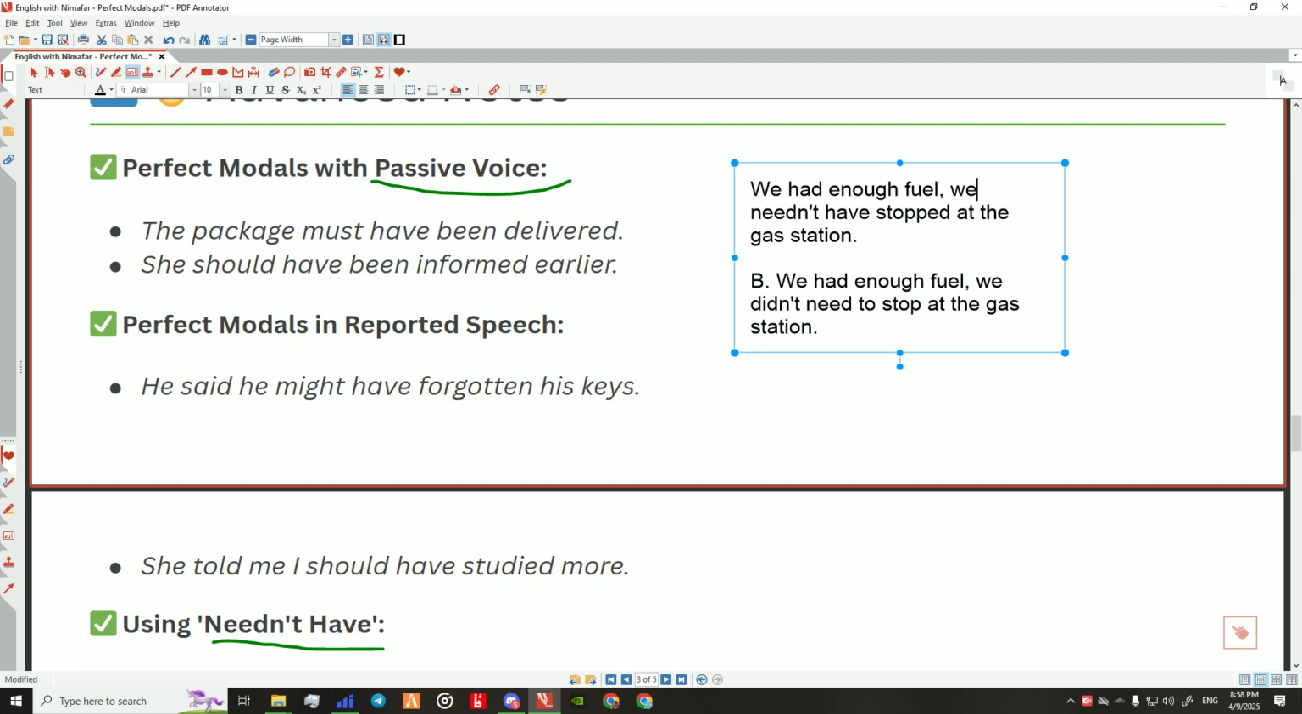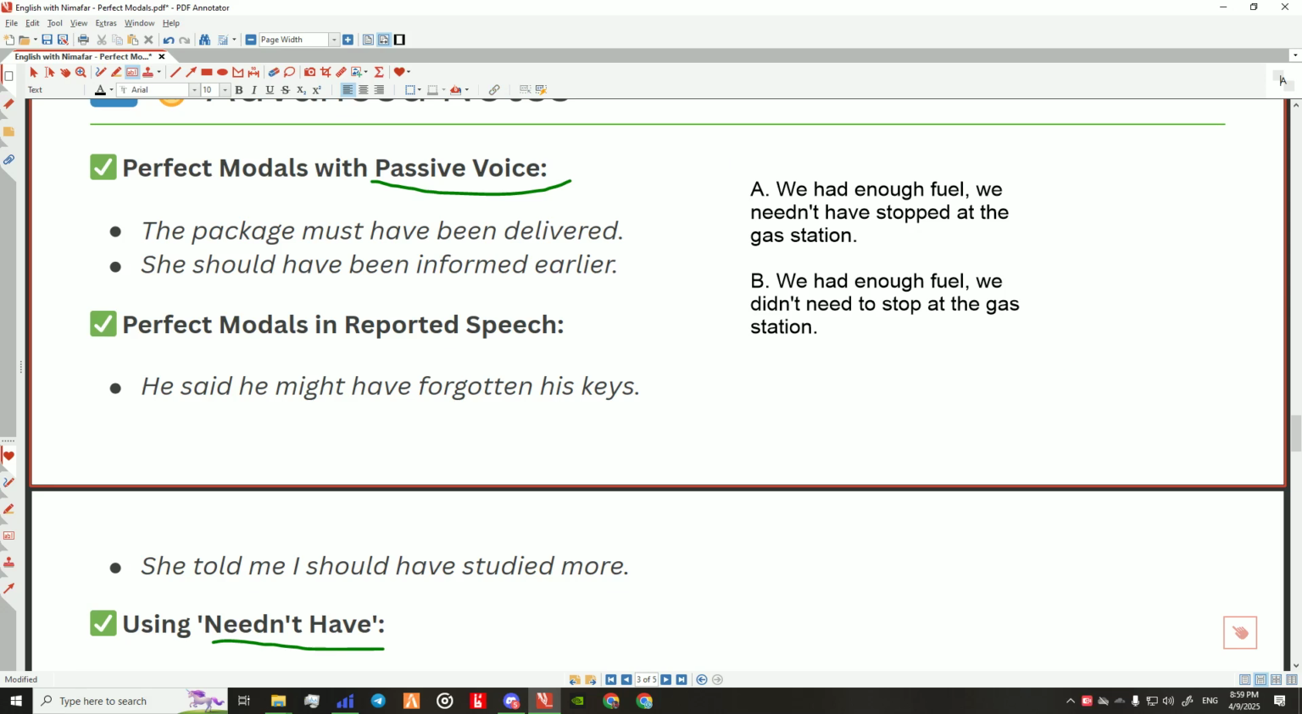A and B. Need is a semi-modal, half modal, half main verb. So we can use needn't, like shouldn't, like couldn't, or we can say didn't need, like didn't go, didn't study, didn't talk. Both of them are correct. Let me help you, first of all. Both of them are correct.